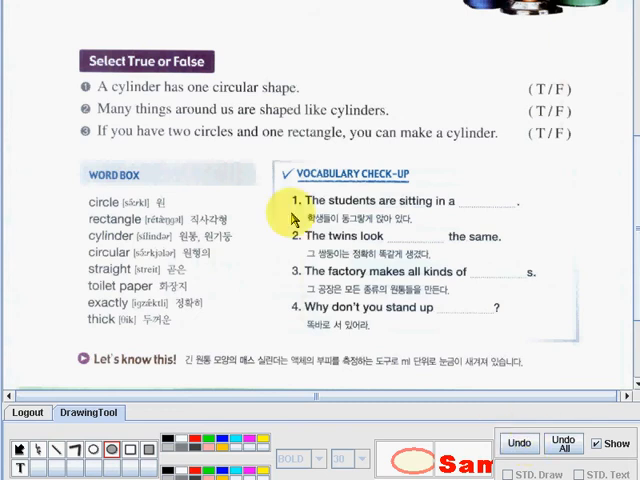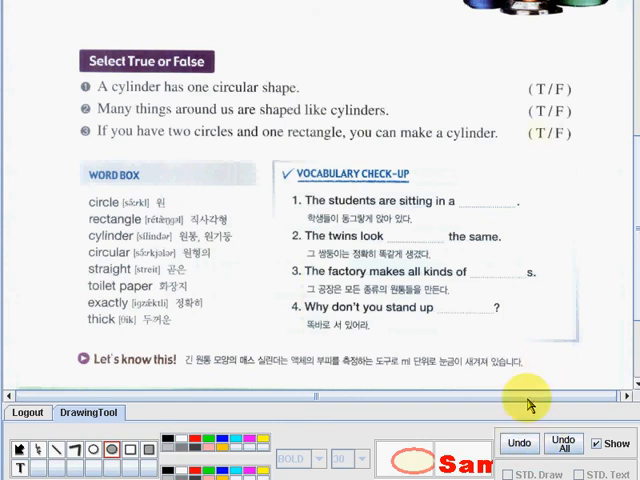Number 2. Many things around us are shaped like cylinders. Is it true or false? Very good. It's T. True. Many things around us are shaped like cylinders, like the soda can or the sugar container, the jar. Those are examples of cylinders. Now let's move on to number 3. If you have two circles and one rectangle, you can make a cylinder. Is it true or false? That's right. It's T. True.